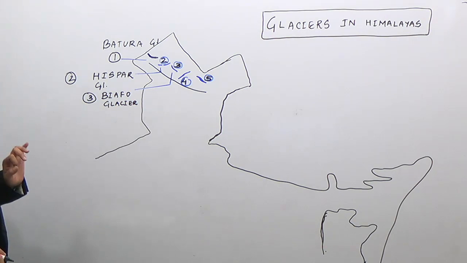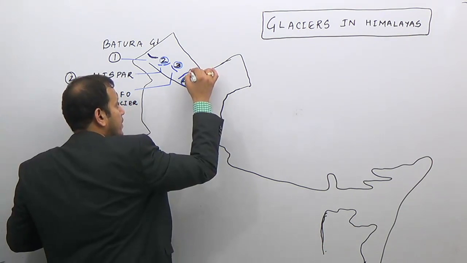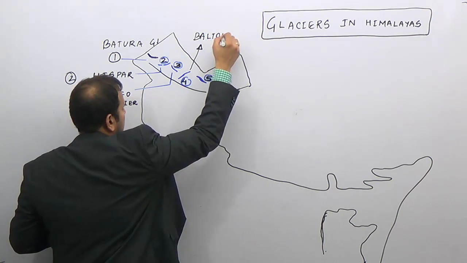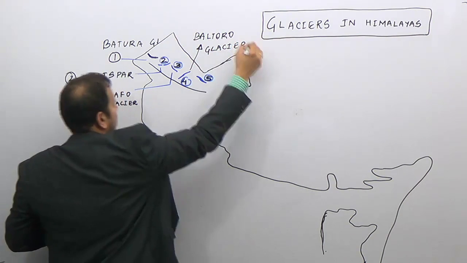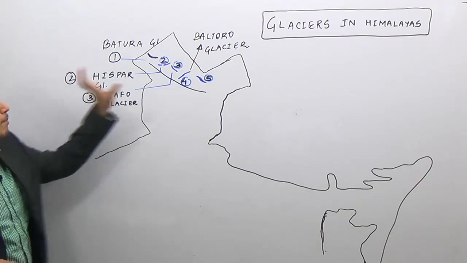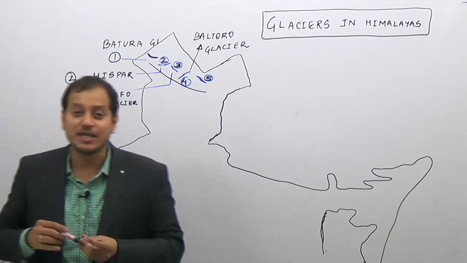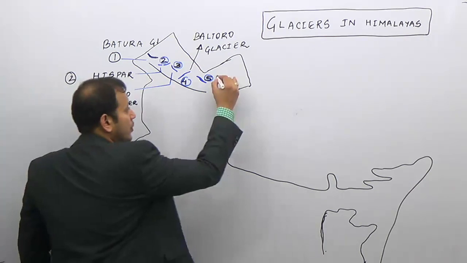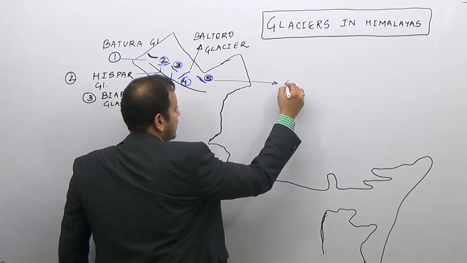The fourth glacier here is the Baltoro Glacier. So, Batura, Hispar, Biafo, Baltoro, these are the four important glaciers. And the fifth glacier here is the most important of all the glaciers, known as the Siachen Glacier.